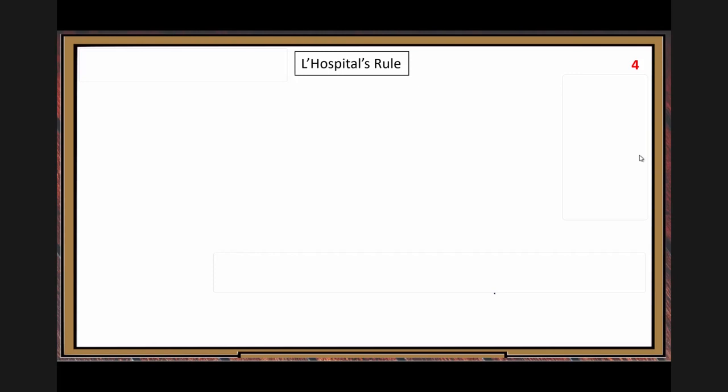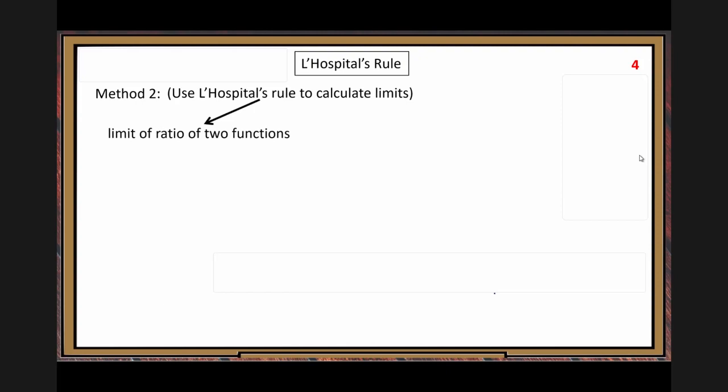But in our assignments, I will not assign you L'Hopital's rule questions. You do not need it. But when we understand some of our results, we need to use it. Method 2: we use L'Hopital's rule to calculate the limit this time, so we can do it rigorously. Limit of the ratio of two functions.